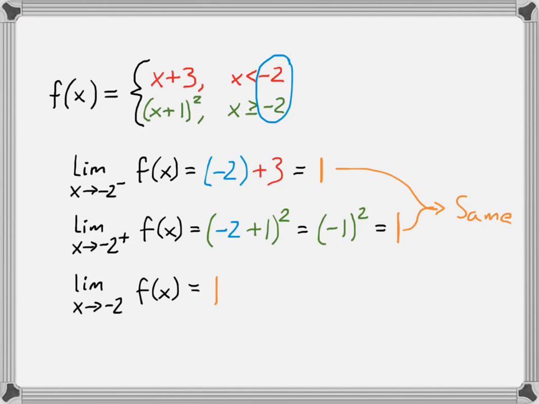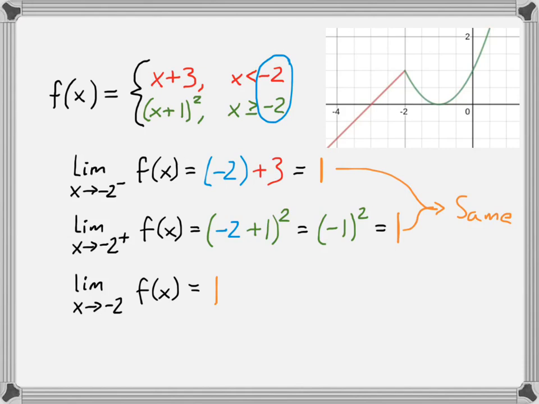This limit does exist. You could verify that by looking at a graph. Here's a graph of that piecewise function, and you can see the point where it switches pieces at x equals -2, and that those two pieces meet together and have the same value of y equals 1 at that point.